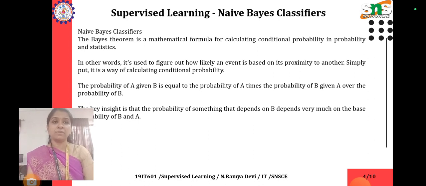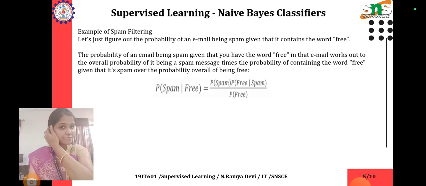Here the Bayes theorem is a mathematical formula for calculating conditional probability in probability and statistics. In other words, it's used to figure out how likely an event is based on its relationship to another event. Simply, it is a way of calculating the conditional probability. The probability of A given B is equal to the probability of A times the probability of B given A, over the probability of B. The key insight is that the probability of something that depends on B depends very much on the base probability of B and A.